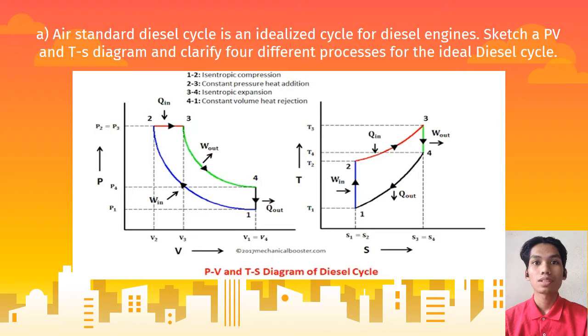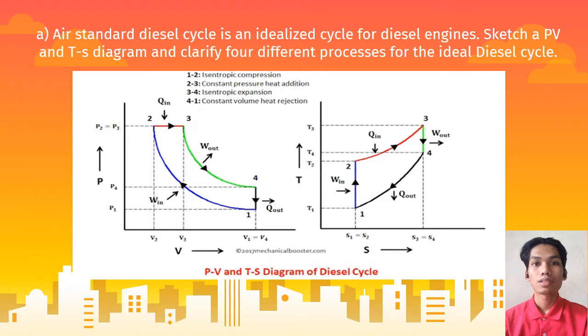The next process is process 3 until 4, which is isentropic expansion. In this process, after the heat addition, the expansion of air takes place isentropically, and work is obtained from the system. The piston moves downward during the process and reaches BDC. The pressure falls from P3 to P4. Volume increases from V3 to V4. The temperature falls from T3 to T4, and entropy remains constant.